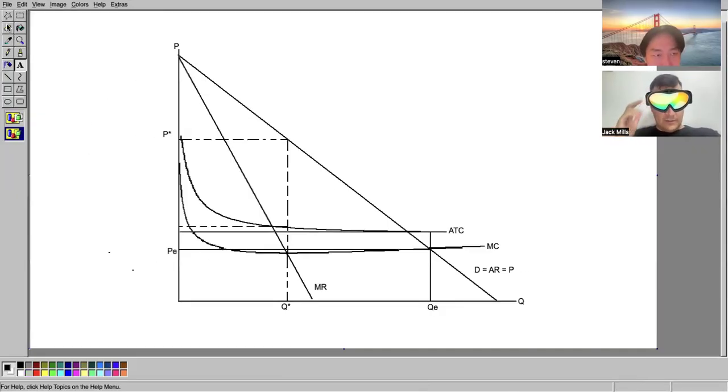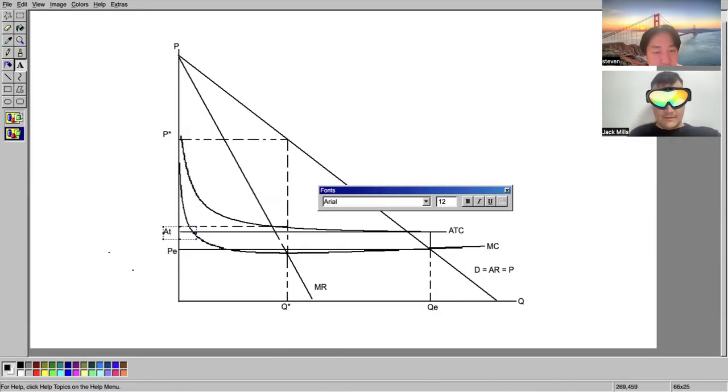What are you doing? I don't like that, but can I erase this? It doesn't look good. No, that has to go there. Okay, ATCE. ATCE. Where? On the P-axis. No, that's PE, leave that. Little e.